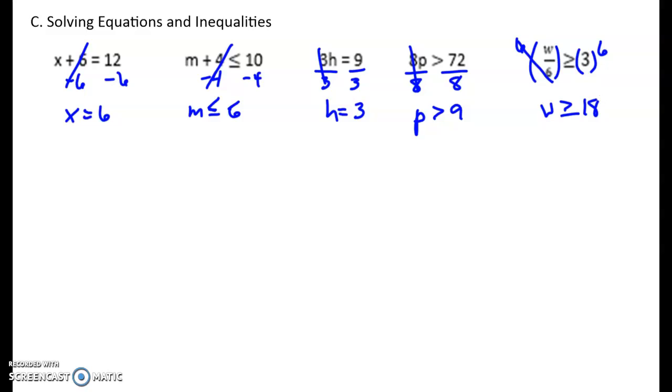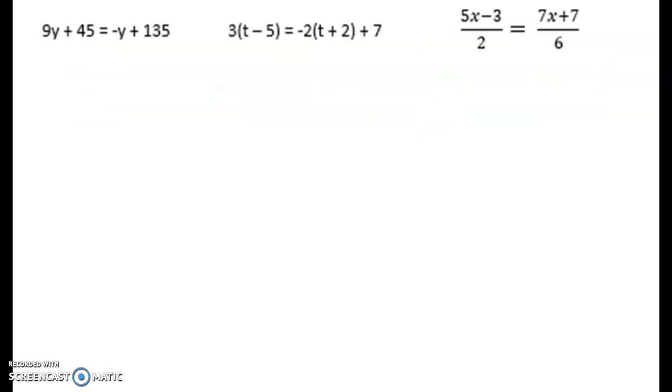Okay, turn the page. Same thing here. We've just stepped it up a notch. So we are going to bring all the variables to one side of the equation and the constant terms, or the numbers with no variables, to the other side of the equation. Okay, so here we see 9y on the left and a negative y on the right. We are going to bring all the y's to the left.